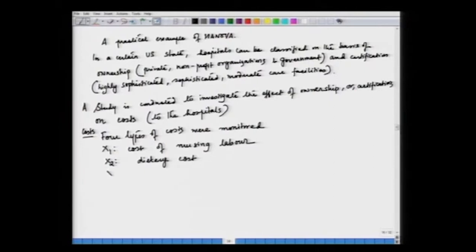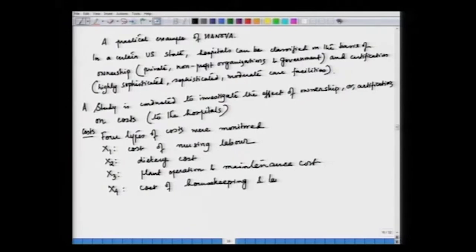Then we have X3, the third one, the plant operation and maintenance costs. Essentially the hospital plant operation and maintenance costs. And finally, we have the cost of housekeeping and laundry. So we would like to see what is the level of effect of these costs on the ownership factor.